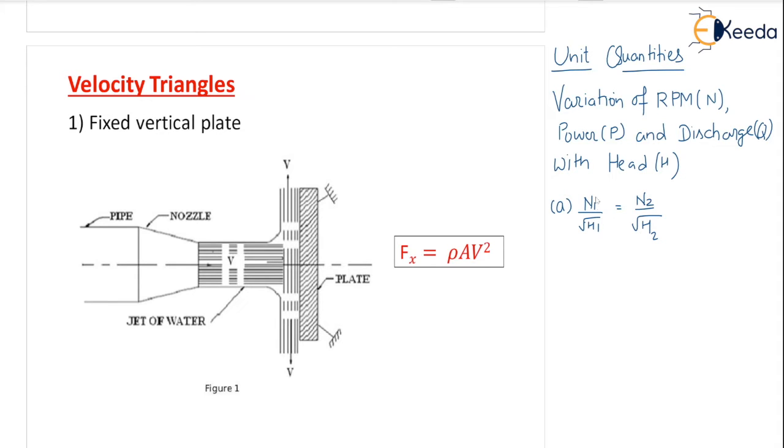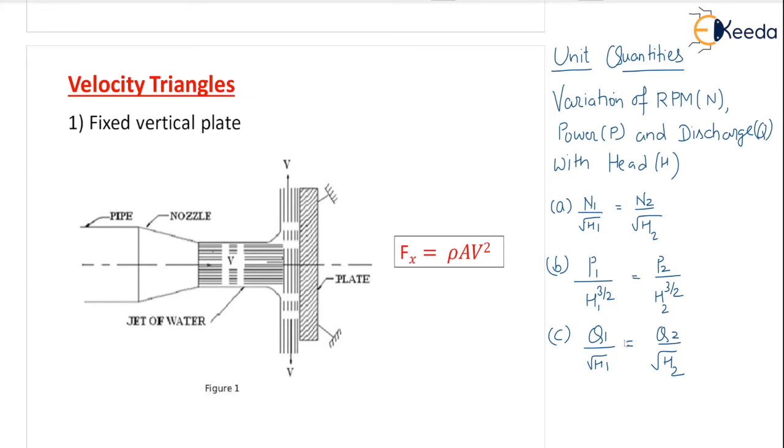If one RPM N1 and one head H1 are known to you, and if N2 is given, you can find the value of H2. Second one, for the power: P1 by H1 to the power 3 by 2 equal to P2 by H2 to the power of 3 by 2. This is the relation between power and head. And the last one is Q1 by root H1 equal to Q2 by root H2.